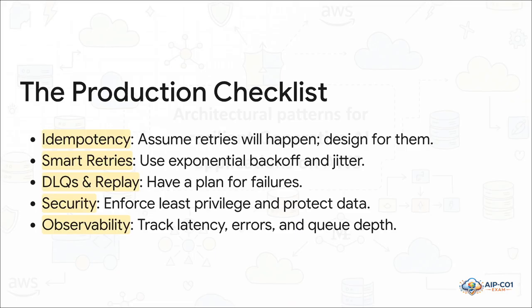Don't just hammer a failing service. Use exponential backoff and jitter. Third, DLQs and a replay strategy. You need a plan for what to do with messages that just keep failing. Don't just let them disappear. And of course, the non-negotiables: security with least privilege access, and observability. You have to be able to see what's going on, track latency, errors, and how deep your queues are.